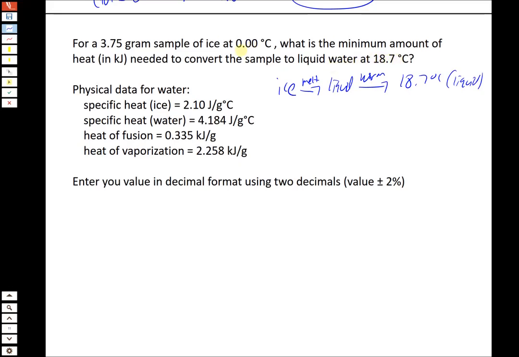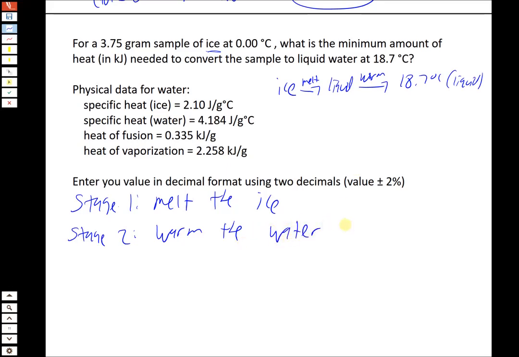But here we're starting with ice at 0 degrees Celsius, so it's solid at the beginning, and then at 0 degrees Celsius we're going to melt it to liquid. That's the first step. So again, let's keep those straight here. In this problem, stage 1 is going to be to melt the ice, because we're already at the phase change temperature, so we don't have to warm up the ice at all. It's already at 0 degrees Celsius, which is where it will melt. But we do have to melt the ice because it's starting out solid, and we're going to convert it to a liquid. And then stage 2 is going to be to warm the water. So once it's melted, it's in the form of liquid water, and we're going to warm it from the phase change temperature to the final temperature of 18.7 degrees Celsius.